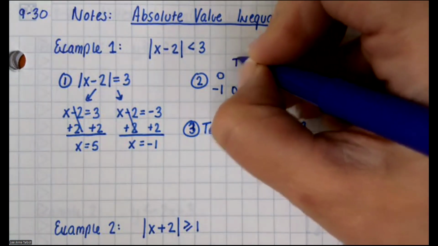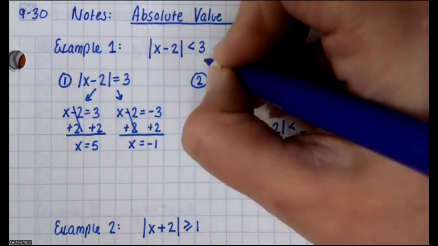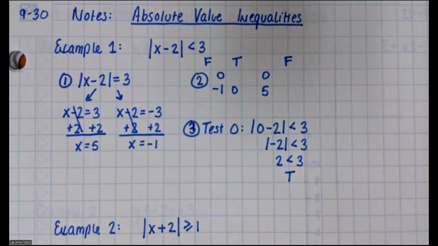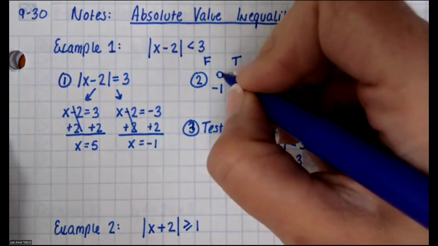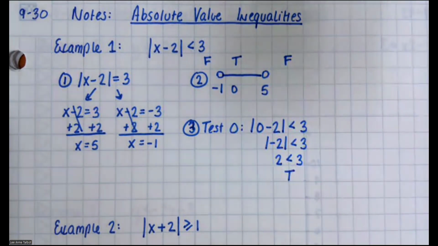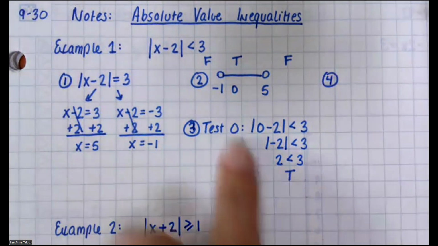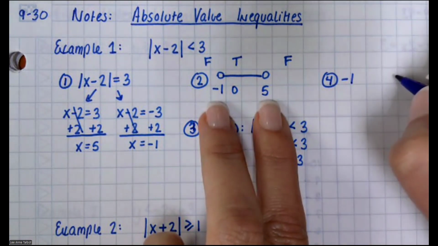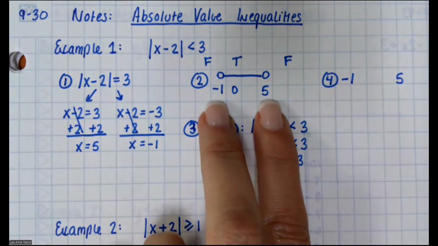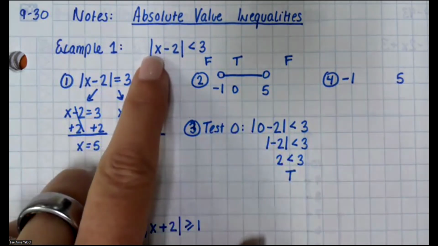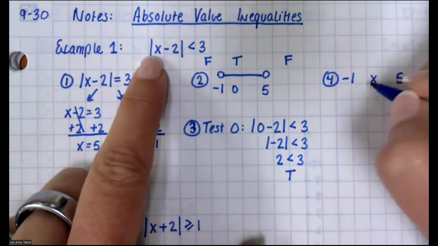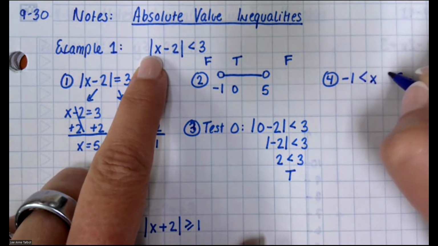Okay, so that means in between them is true. And it's false on the outsides. And that means I don't do arrows. I connect the dots and make it look like Baymax. And then -1 to 5. The letter in the problem is X. Open circle, open circle.